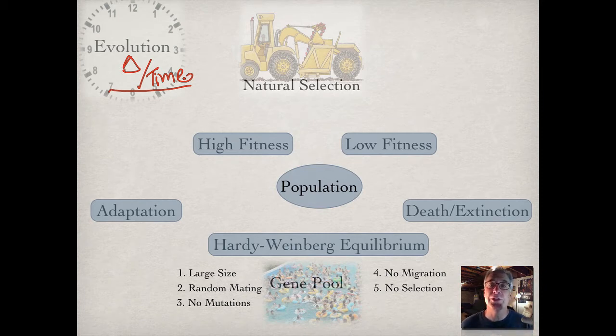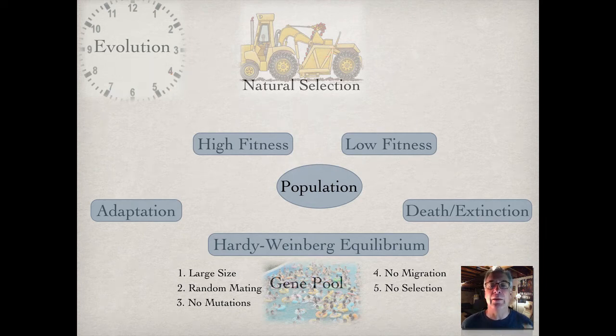Evolution, though, needs something else to make it work, and what it depends on is natural selection. As you can see here in the middle, I've included this little earth mover, and this earth mover represents natural selection because it's doing all the dirty work. It's doing all the heavy lifting. It's moving things around and making things change, kind of like what this earth mover will be doing as well.